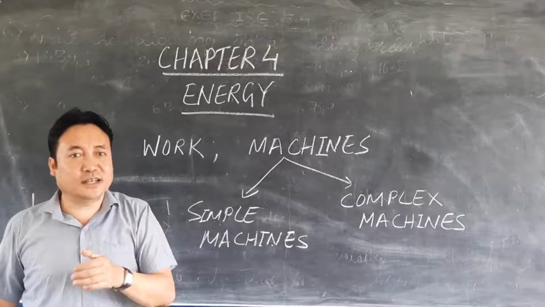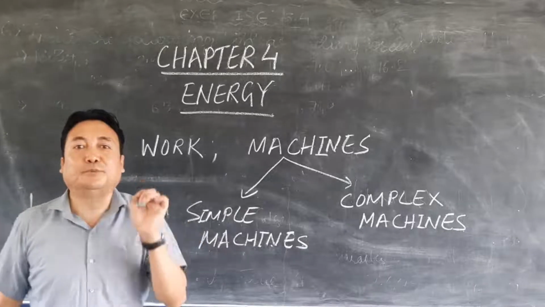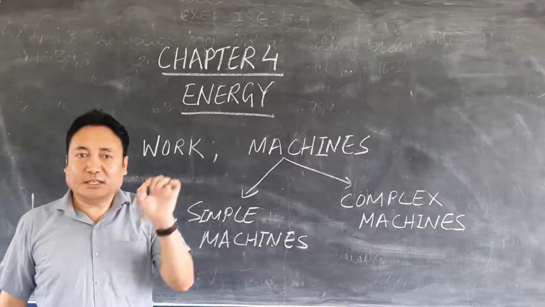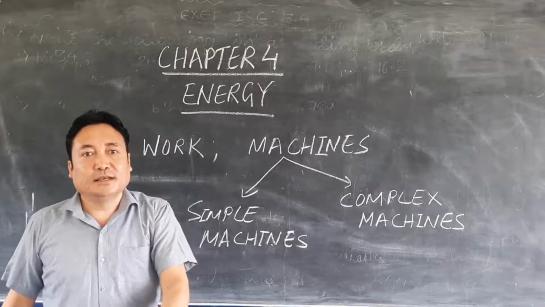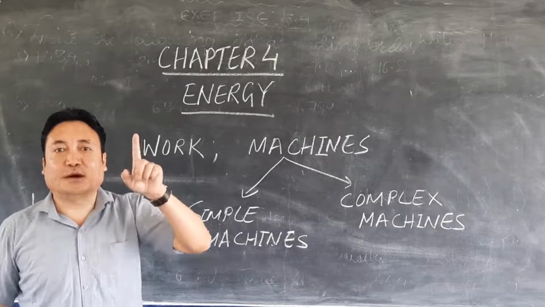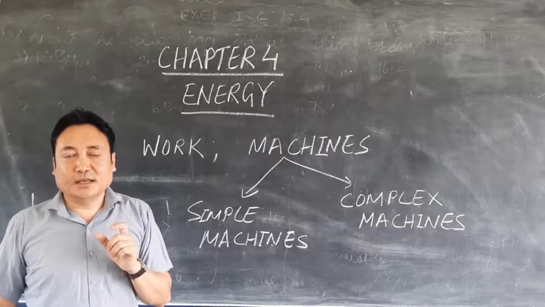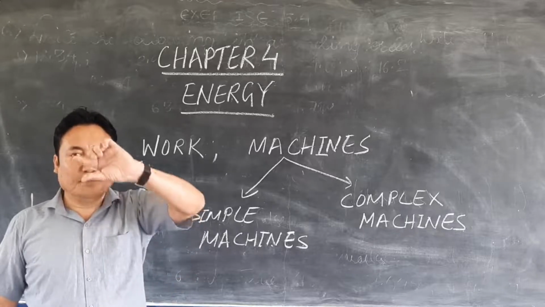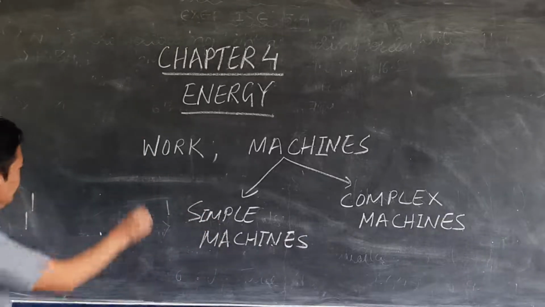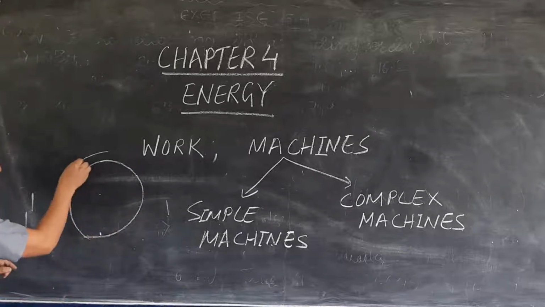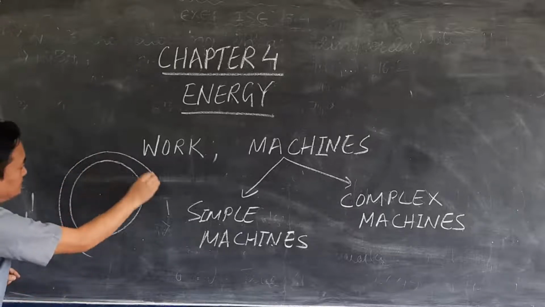So how do they change the direction? This is another example I will give you, a pulley. A pulley is another device. These pulleys are used to draw or lift the water from the well. This pulley has a groove. These are circular discs. This pulley is a circular disc, and this portion is known as a groove.